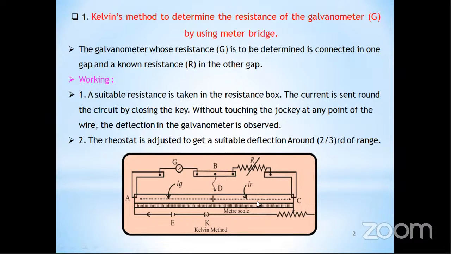And here this length along this resistance box is called the LR. That means with the help of the meter scale, we have to measure the distance A to D, and that distance is called the LG, and then D to C, this distance is called the LR.